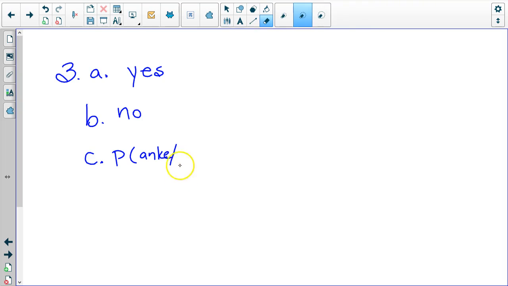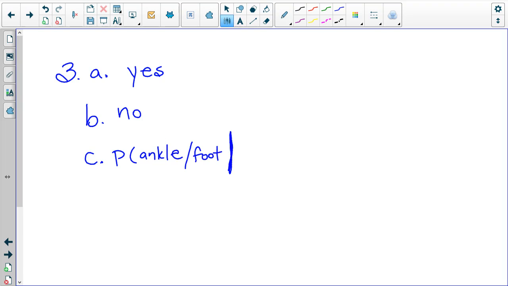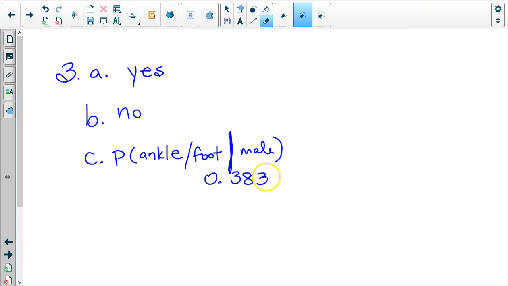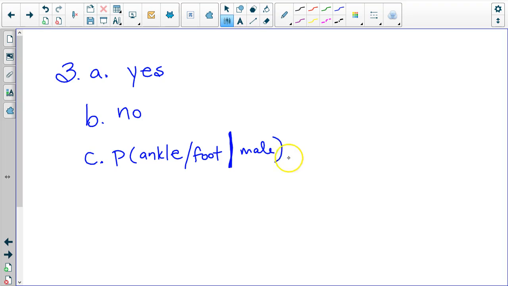Ankle / foot, given, that's what that symbol means, right? Given that they're male. Okay? So if I go to ankle and foot, and how many of them are male, given that they're male? 38.3% out of 100%, right? So that's literally 0.383. It's that simple. Because it's out of 100%, if it wasn't, you'd have to use that total for the row of males, but because it's out of 100%.